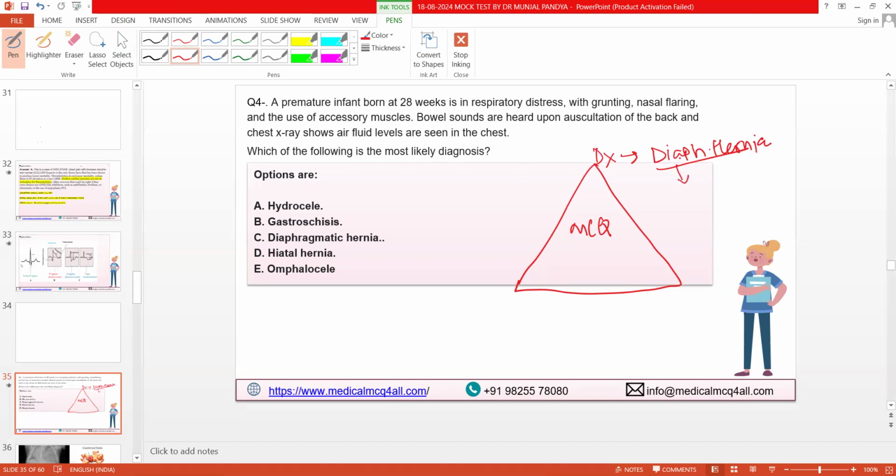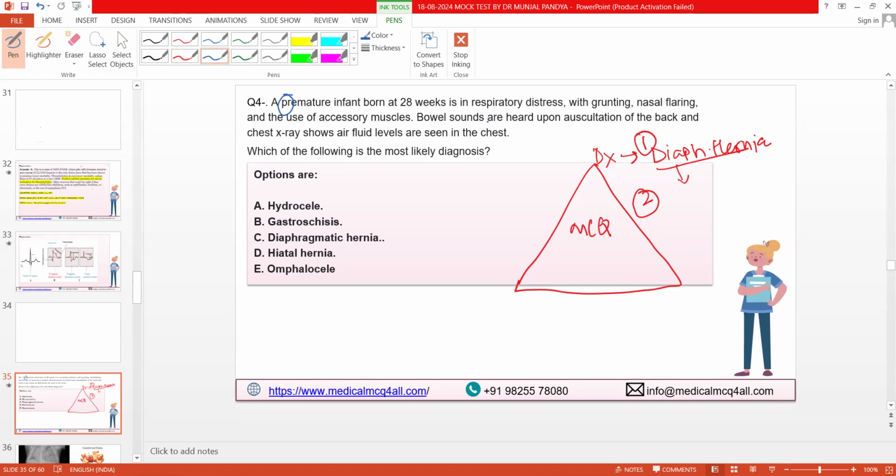Answering my question means it's all MCQ, right? Only exam related MCQ. I'll ask you in one question. So this is one question. We solved it. Now tell me what are the points favoring diaphragmatic hernia in this MCQ? Premature. On the back, the air, X-ray on the chest. Respiratory distress. You have the bowel sound.